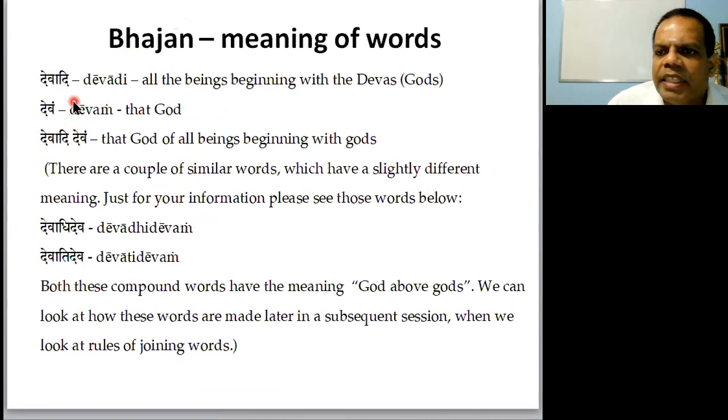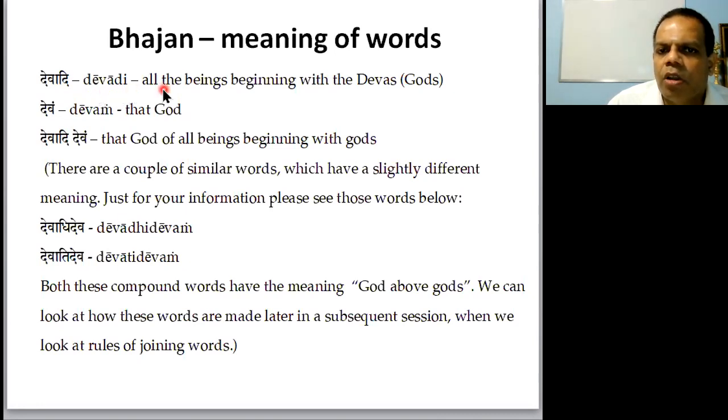Okay, the first word is Devadi. It comprises two words, Deva and Adi. So you can say Deva, etc. Deva, etc. is one way of saying it, or starting from Deva.